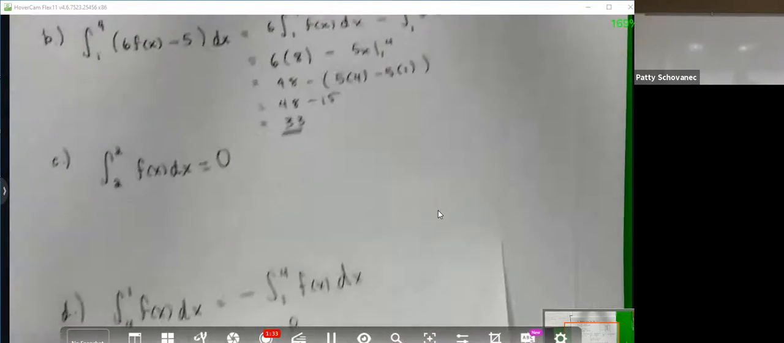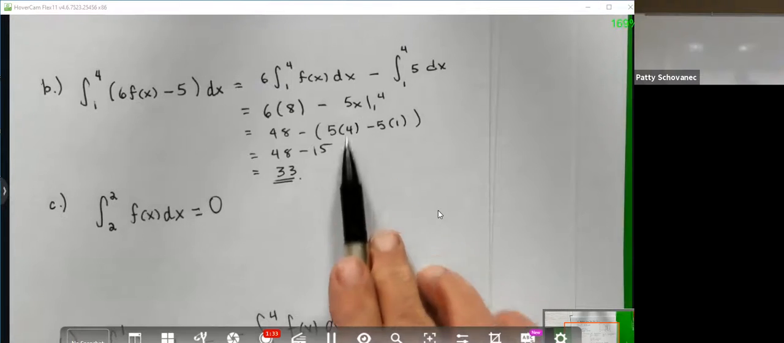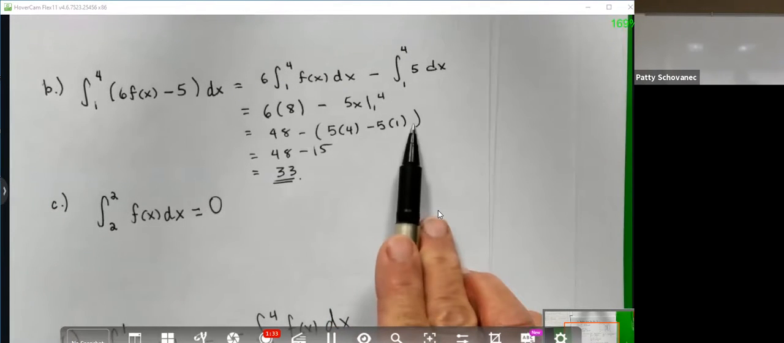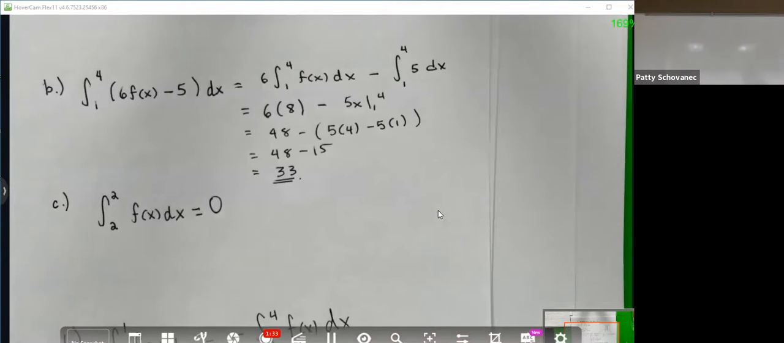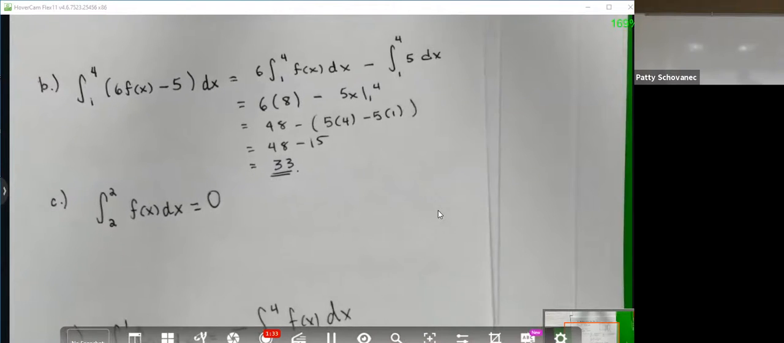Now we called this step right here, where we find an antiderivative and evaluate the antiderivative at the endpoints and subtract, we called that the first fundamental theorem of calculus. So by gosh, there has to be a second fundamental theorem of calculus. Doesn't have to be a third one, but if there's a first one, there has to be a second one, right? Let's look at the second fundamental theorem of calculus. State the first fundamental theorem of calculus again.